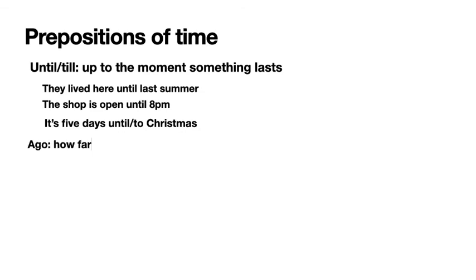If that action is in the past, then we should use ago. Ago tells us how far something happened in the past, right? For example, they left an hour ago. Until can be used in other tenses, but ago can only be used with the past simple.